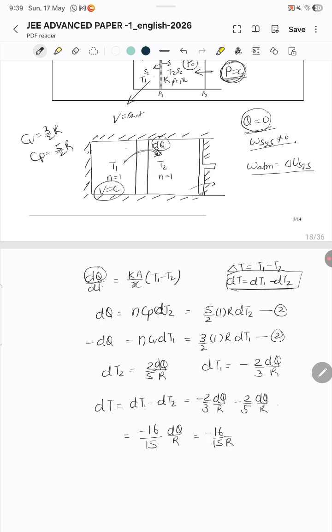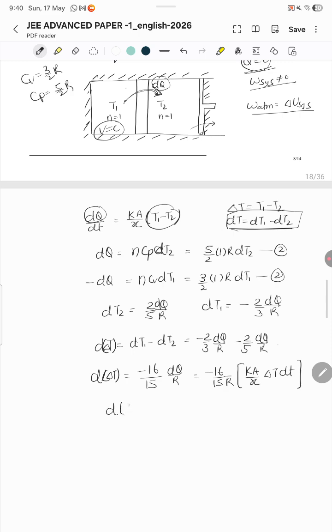What is dQ? We can say dQ is nothing but kA/x, and we are calling this temperature difference delta T. Okay, this is d of delta T. So we'll get minus kA/x delta T into dt. This is d delta T. Okay, so from here d(delta T) upon delta T is coming out to be minus 16/15 kA/(Rx), and we are getting dt.